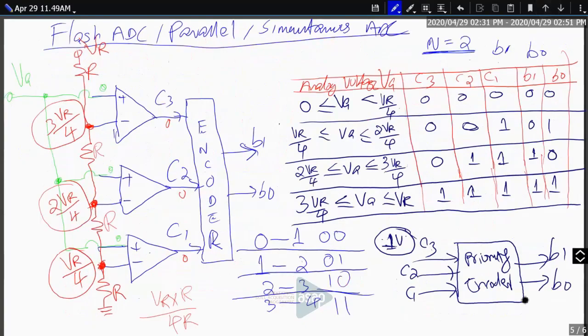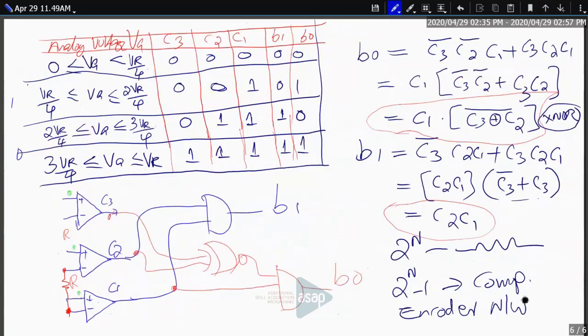What is B0? It is C1 and C3 XNOR C2. C3 is here, C2 is here, this is XNOR of C3, C2, and this is B0. So this is actually a possible way of arranging the encoder.